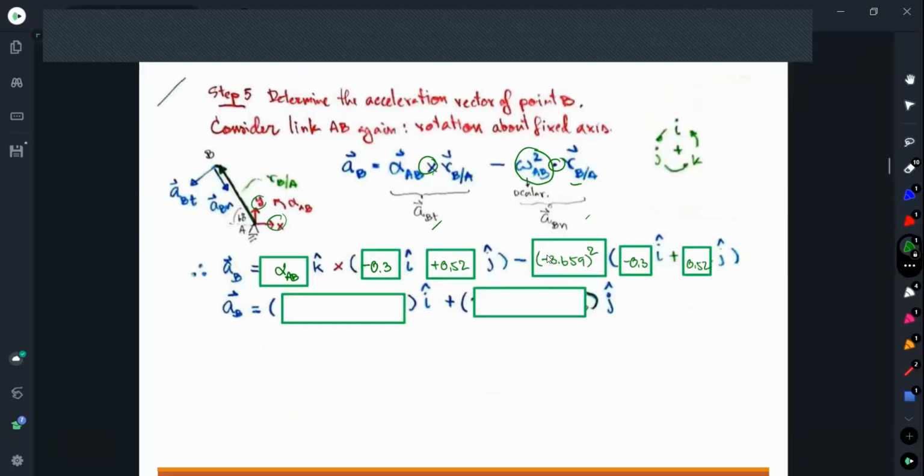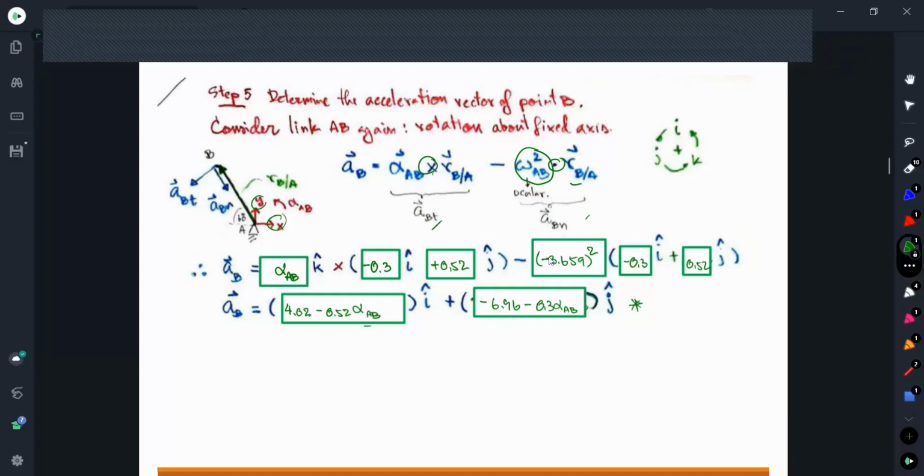Okay, after we manipulate this equation by doing the cross product and adding up each term, we found the acceleration of point B should be 4.02 minus 0.52 alpha AB. This is just the first term, for the I component. And for the J component, it becomes minus 6.96 minus 0.3 alpha AB. For this step, I just concluded the solution for you, but I recommend you do it by yourself to find out where it comes from. Now we already have the vector of acceleration of point B, and we have the unknown alpha AB.